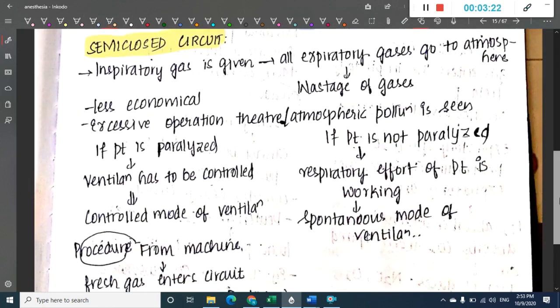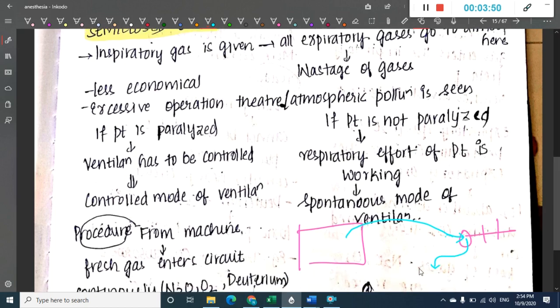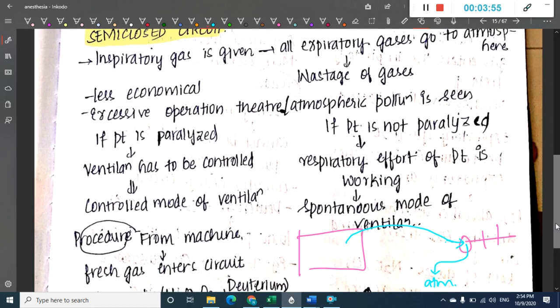Did I draw a diagram? No. Okay, I'll draw a diagram here. So think that this is the anesthesia machine, and this is the patient. The machine pumps inspiratory gases to the patient. After the patient takes the inspiratory gases, metabolism occurs and expiratory gases are generated. These expiratory gases are released into the atmosphere. So this is the semi-closed circuit, where all the expiratory gases are released into the atmosphere.